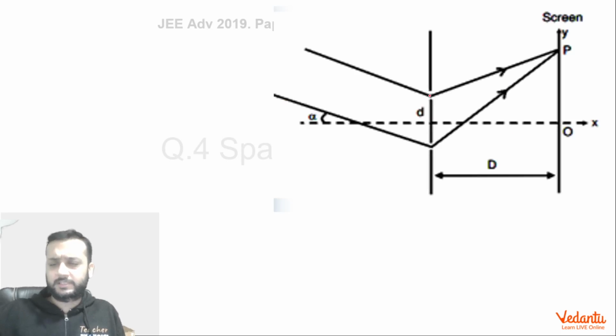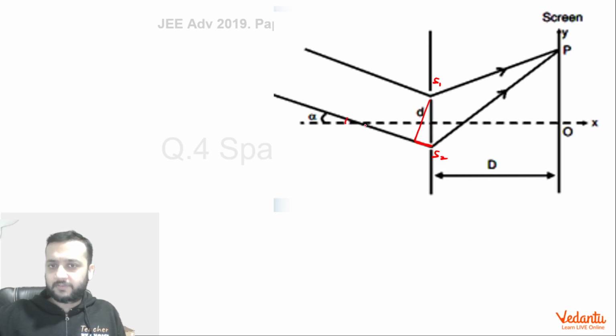Now the question is pretty simple. Let's call this slit S1 and let's call this slit S2. If you see carefully, these 2 points are lying on a wavefront, so they will have the same phase. So we can say that this is the path difference between these two rays up till they reach the plane of the slit.